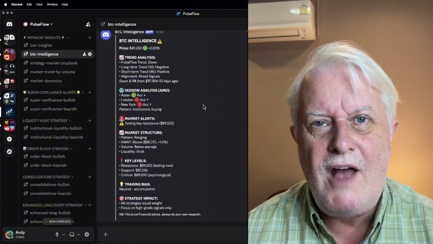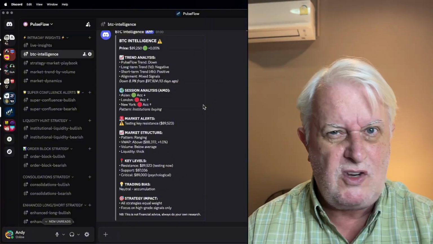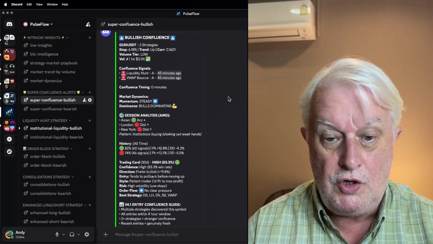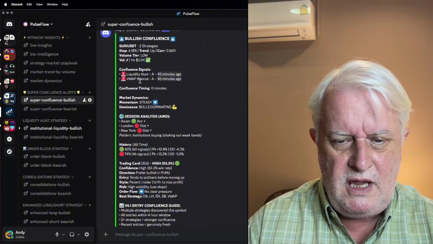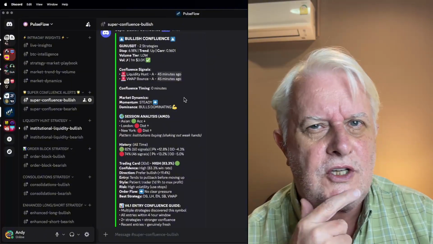So let's have a look around, see if we can find something to trade. I always go to Super Confluence first because they're stronger signals. Gun. Now, Gun's come in before and did quite well, actually. So it came into Liquidity Hunt and VWAP Bounce. I like VWAP Bounce because it's quite visual, right?